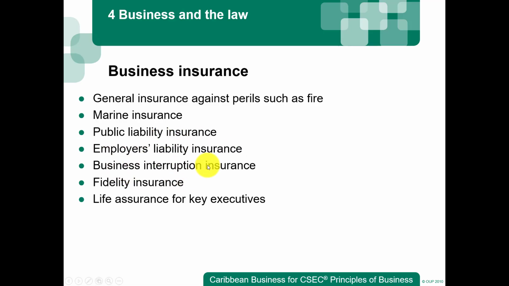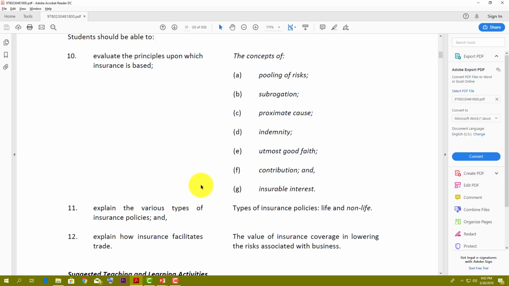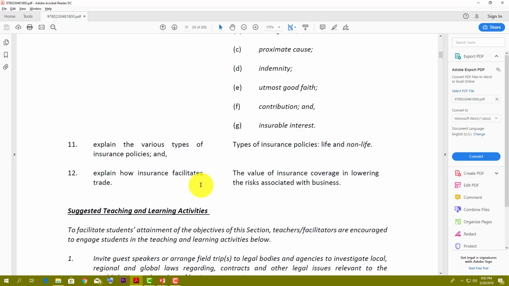Business interruption insurance, where if something happens to stop production or halt business, you can be insured to cover the debt up to that point. And then, of course, you have fidelity insurance and life assurance, as we just explained. All right, so that's it for insurance in a nutshell.